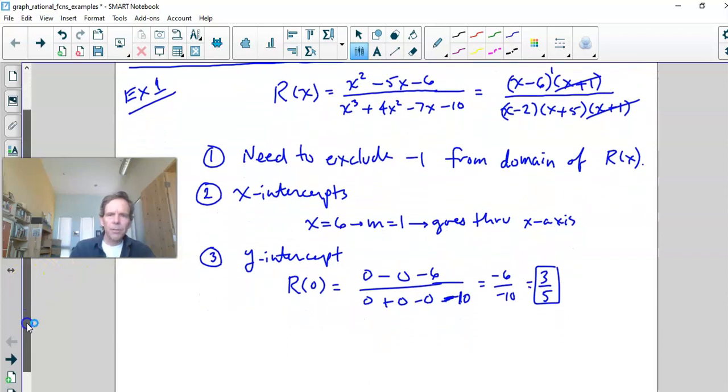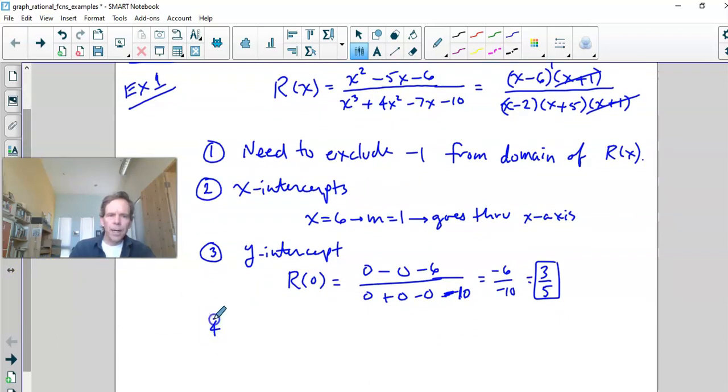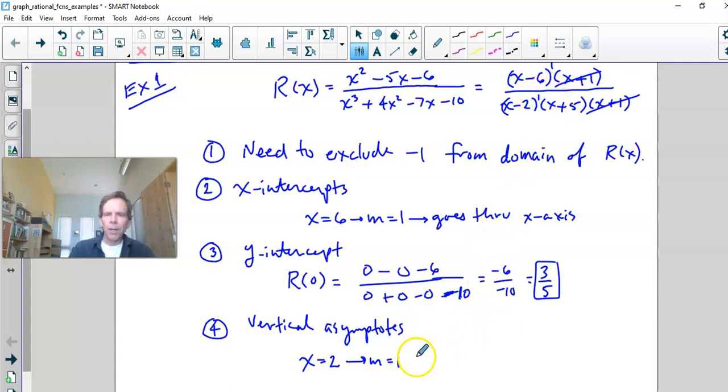Okay, next, we're going to get our vertical asymptotes. And those are at the zeros of the denominator. So what x values make the denominator 0? You can easily see it with the factored form. The first one is x equal 2. And we see that the multiplicity is 1. Right? There's a 1 power on that binomial.